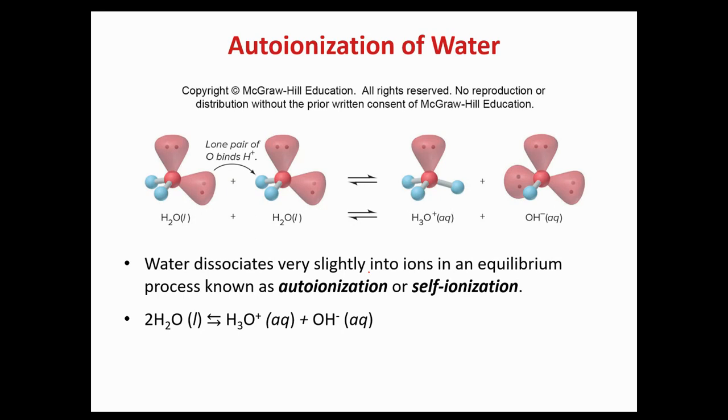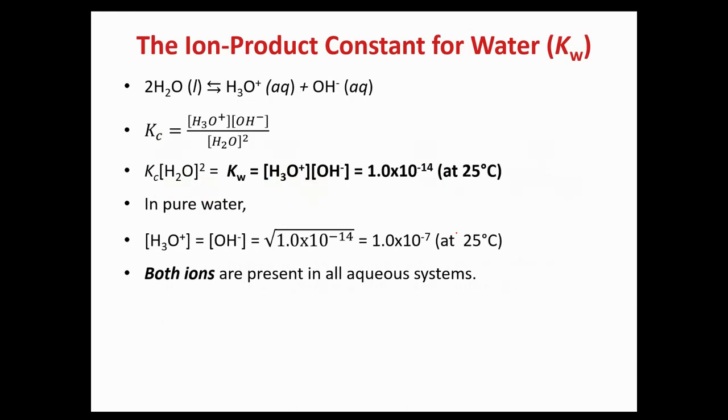We also talked about the autoionization of water reacting with itself to form H3O+ and hydroxide. And this is a reaction with a very small K value because very little water dissociates into ions in an equilibrium. So we did this last time as well.